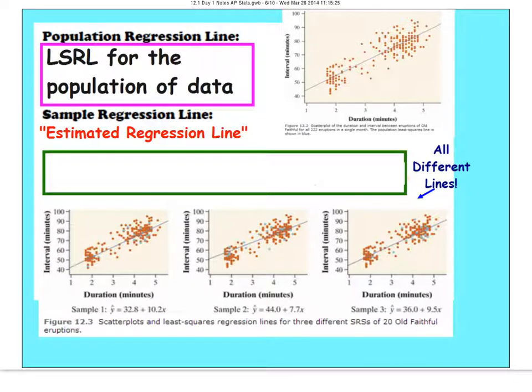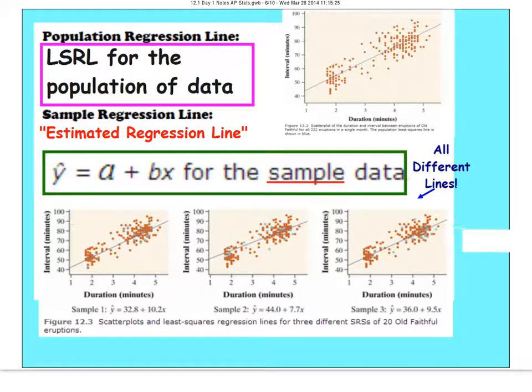Our sample regression line is what we just took back on our last investigation. We did that sample 100 times and recorded all of the information that we got for our equations. And that sample regression line is what we saw back in chapter 3. It's our y hat equals our y-intercept plus the slope times x, where x is our explanatory variable and y is our response variable, just for that one sample of data.